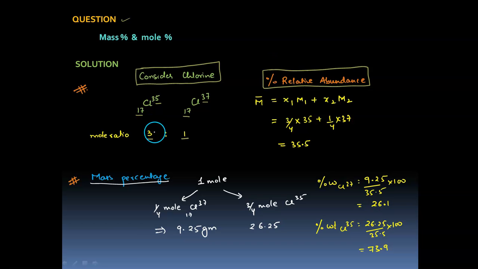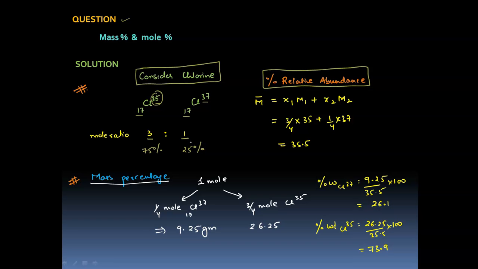So out of 4 molecules, 3 molecules are chlorine 35, which means that is 75%, right? So the relative abundance of chlorine 35 would be 75%, right? And that of chlorine 37 will be 25%.